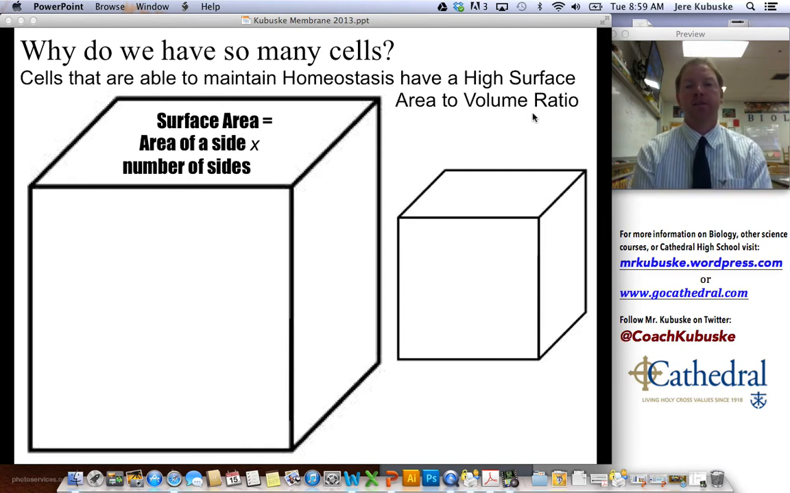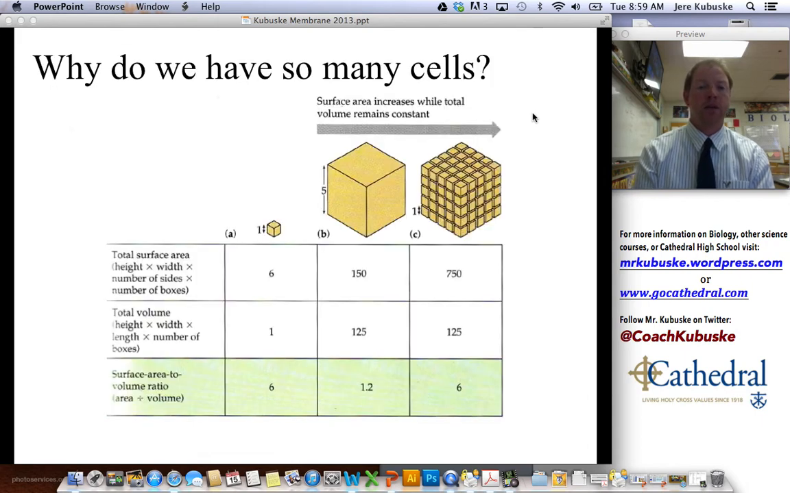Go ahead and write these directly into the spaces that you see on the screen here. Surface area is equal to the area of a side, so length times width, times the number of sides. Volume then is length times width times height. Okay? Now, if we look at our example here, we have our small guy.